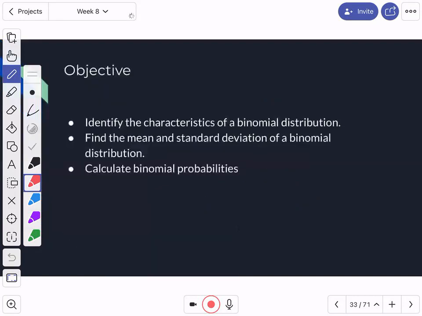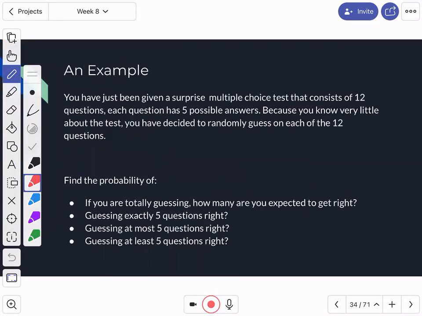All right. And so here's an example. You've just been given a surprise multiple choice test that consists of 12 questions. Each question has 5 possible answers. Because you know very little about the test, you have decided to randomly guess on each of the 12 questions. We're going to find the following probabilities. If you are totally guessing, how many are you expected to get right? Find the probability of guessing exactly 5 questions right, find the probability of guessing at most 5 questions right, and find the probability of guessing at least 5 questions right.